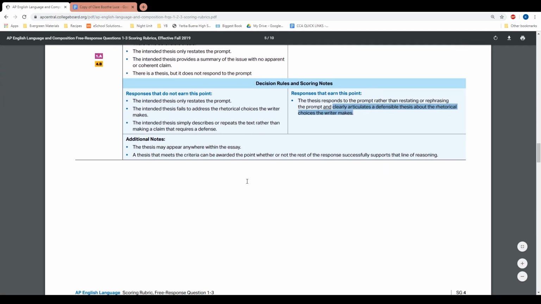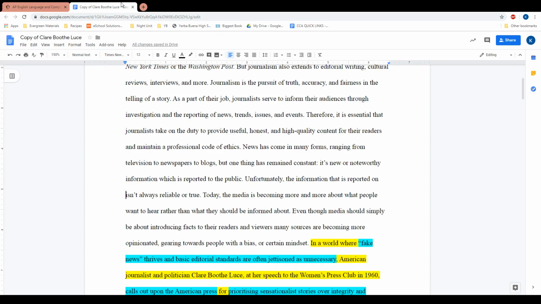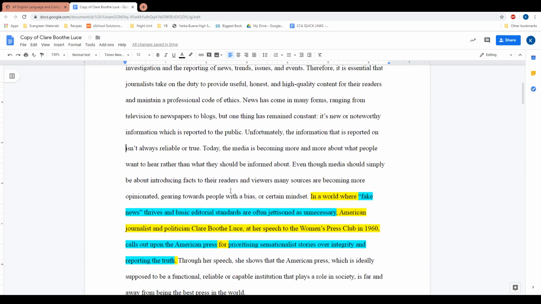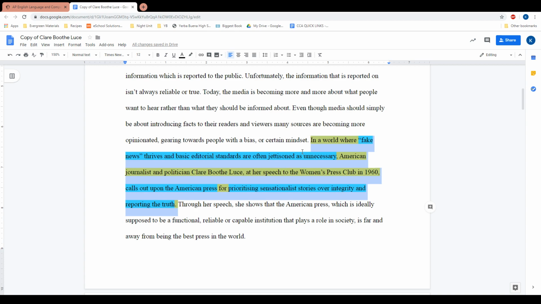So going back to the rubric here, additional notes. The thesis may appear anywhere within the essay. In this case, usually it's the last sentence of your intro paragraph, but it does not have to be. So a little bit of food for thought. If you look at this essay from the student, there's still a little bit more afterwards past their thesis. Originally, this was underlined because they wanted to let us know what this thesis was, but that isn't the last line. So in this case, as long as you can follow along and know what you're defending somewhere in your essay, then it would work.